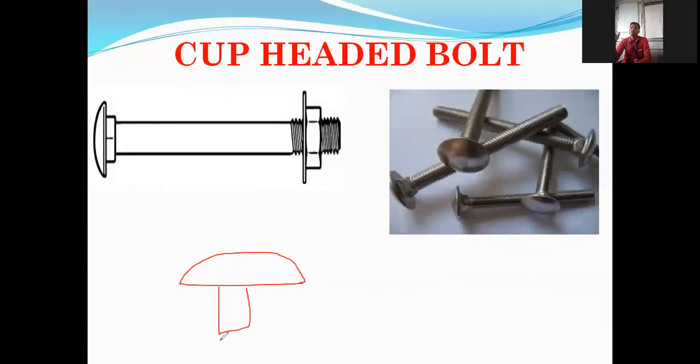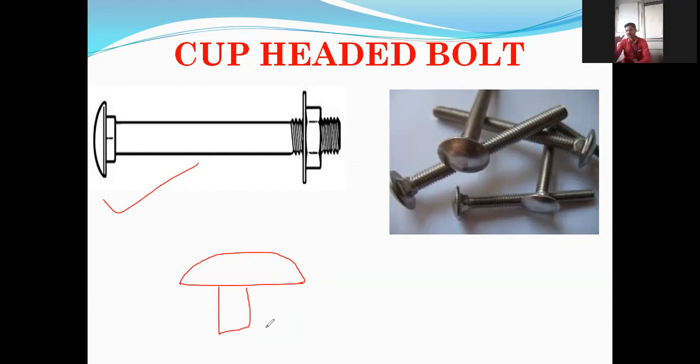When we want that the head of the bolt should not come above the surface. That means the head should not come above the surface. In that case, cup-headed bolts are used. For example, if you are sitting on a bench in your class, the upper surface of the bench is tightened to its body using cup-headed bolts. That is the best example. Cup-headed bolts are used in case of benches.